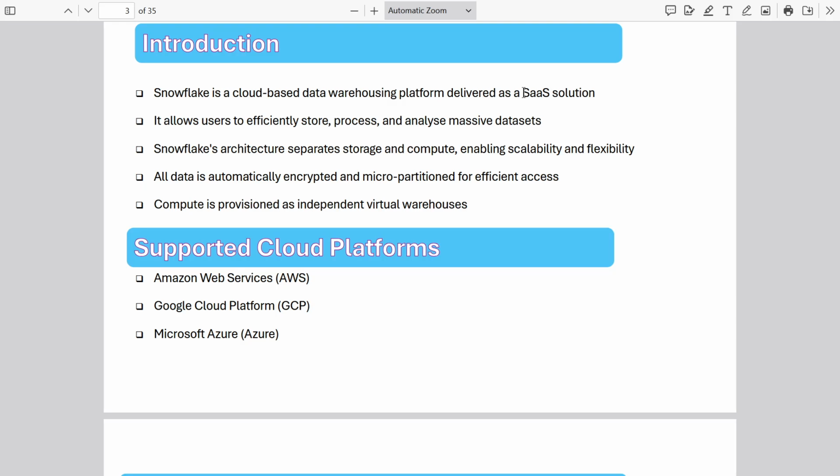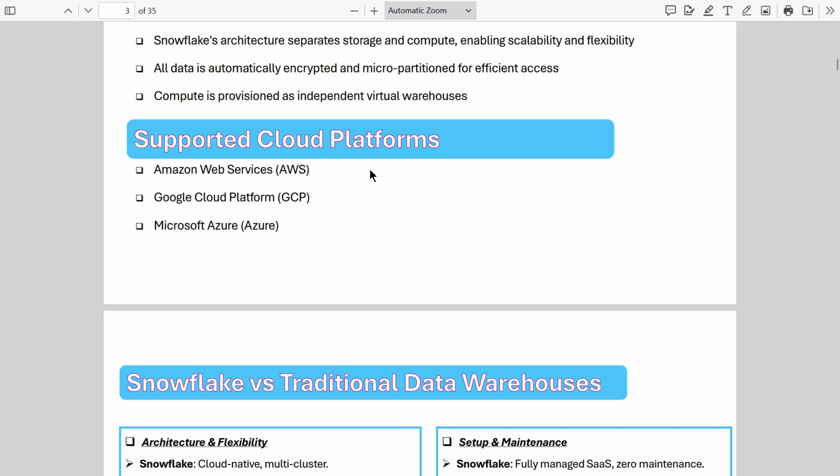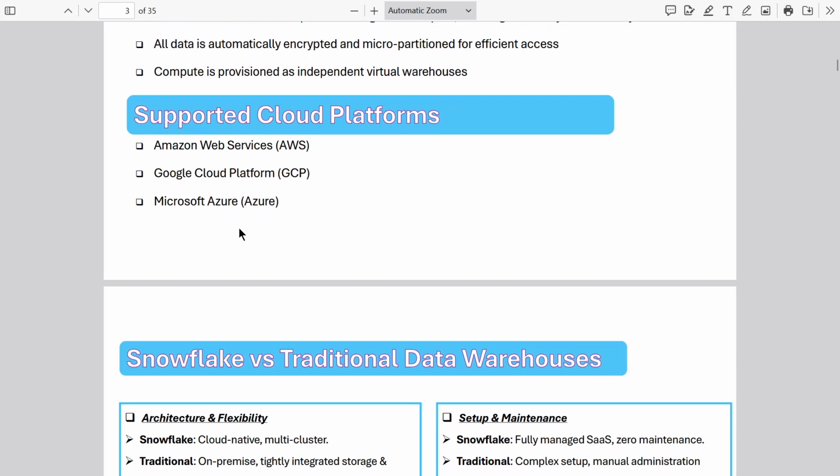Okay, fine. So compute is provisioned as an independent virtual warehouse. The supported platforms are three, majorly. I've already shared this in the previous class: Amazon Web Services, Google Cloud Platform, and Microsoft Azure. Three cloud providers are there.